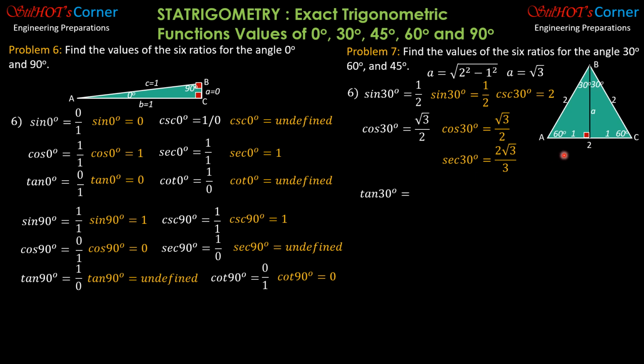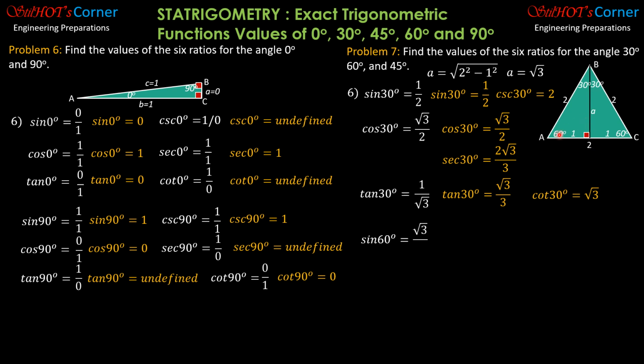Then tangent of 30 degrees is opposite 1 over adjacent A, square root of 3. And if we multiply by square root of 3 over square root of 3, it is square root of 3 over 3. Tangent of 30 degrees is square root of 3 over 3. While the reciprocal, cotangent of 30 degrees, is square root of 3 over 1, so that is square root of 3.